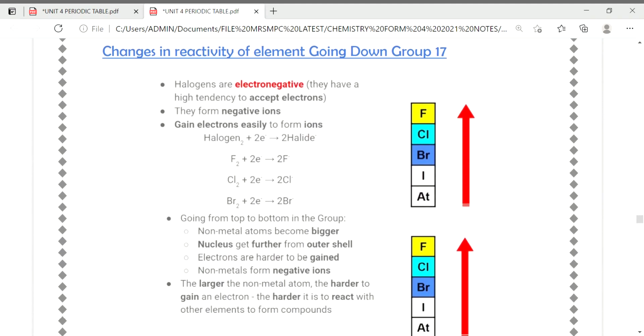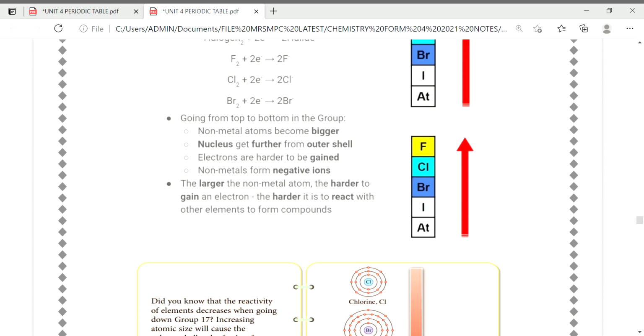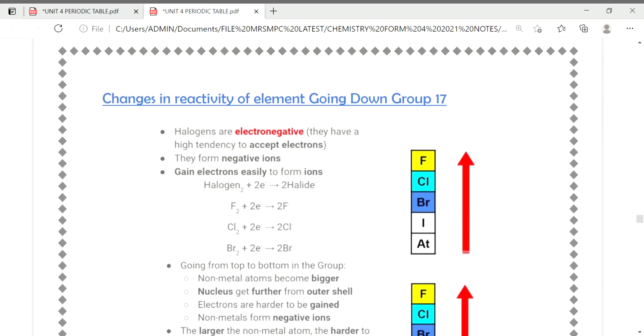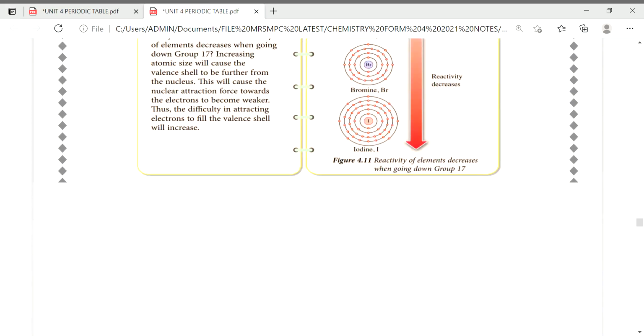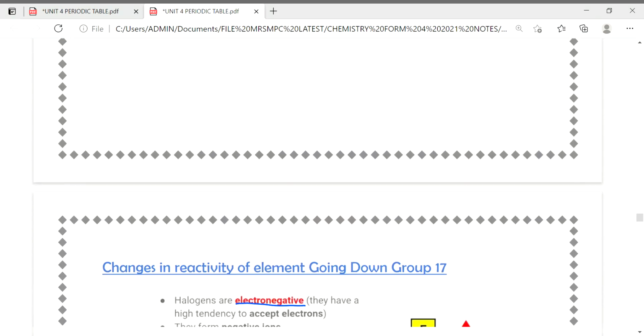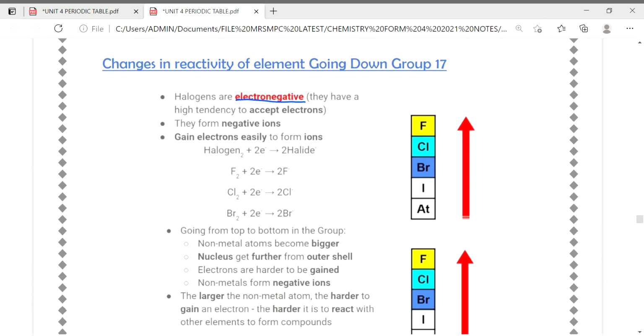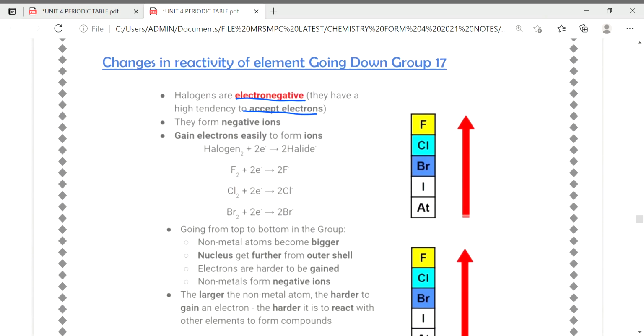Okay, so ini adalah changes in reactivity of elements going down group 17, teacher nak bagi tahu balik je lah. Okay, ni ada summary dia. So halogens are electronegative. Electronegative ni maksud dia apa? Maksud dia, they have a higher tendency to accept electrons. Kalau group 17, kita guna ayat electronegative. Electronegative ni adalah high tendency to accept electron.